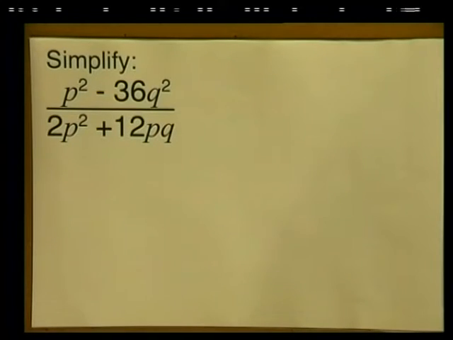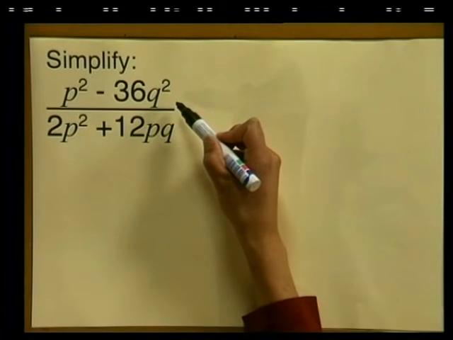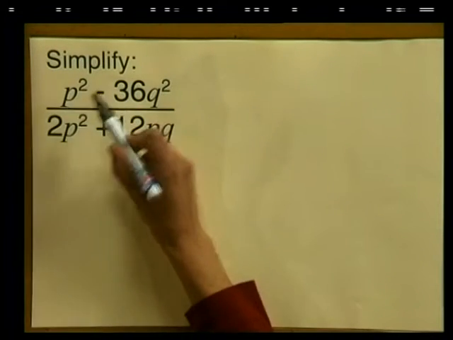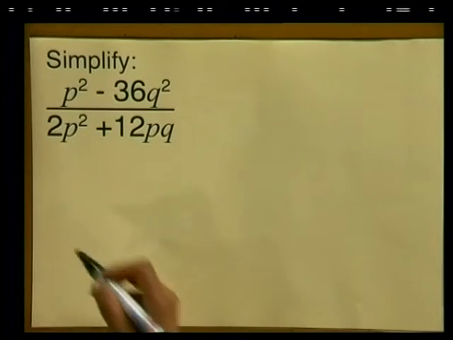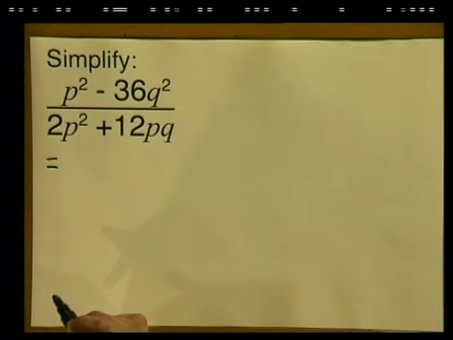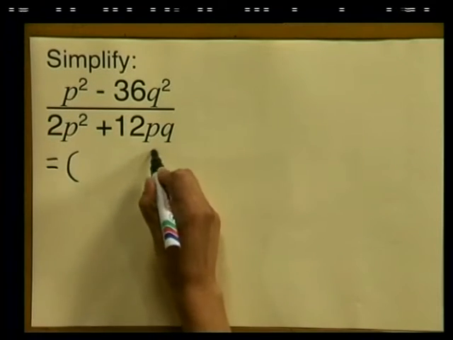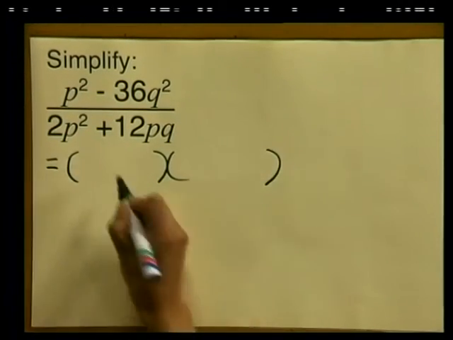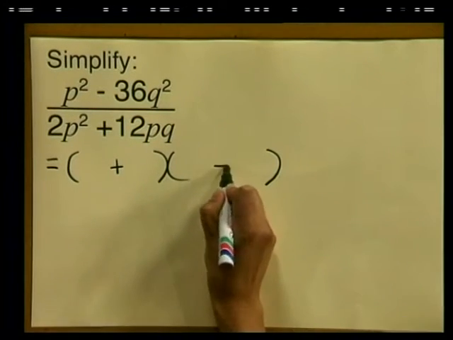Let's try another one together. Just concentrate and follow the steps we've learned. Simplify p squared minus 36q squared divided by 2p squared plus 12pq. What can we do with the numerator? We can see it is the difference of two squares. So we factorize it by finding the square roots. So let's put down our two brackets. Once again, we put a plus sign down and a minus sign.